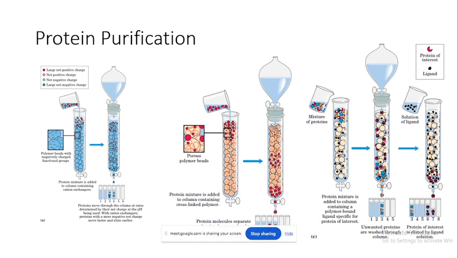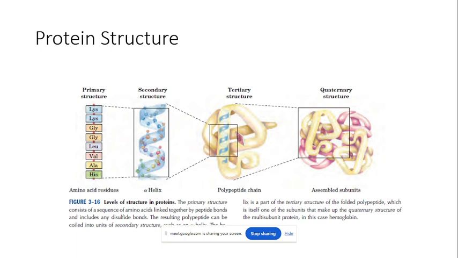Sir, can you explain the alpha helix and beta pleated sheet of the protein? Yes, that we will anyway discuss in detail: what is alpha helix and beta sheet.